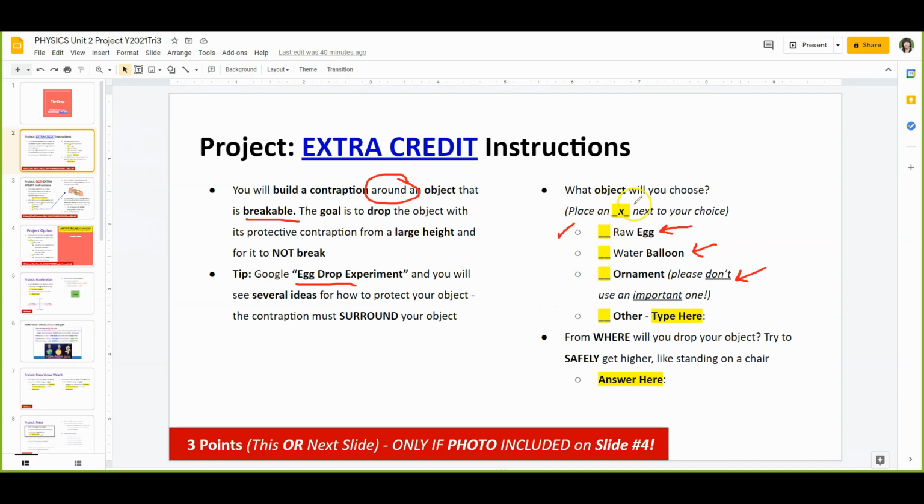Okay, so what you'll go ahead and do is just put an X next to whichever one you choose here. If you do choose another option, make sure that you type what that option is right here. Then you'll need to go ahead and tell me where will you drop your object from.